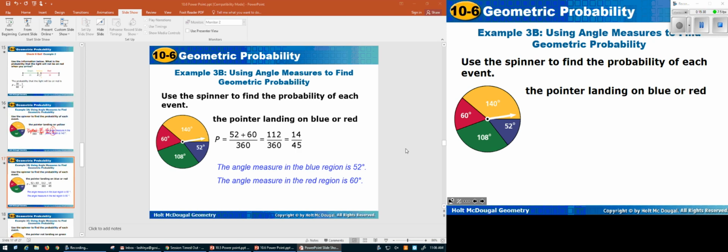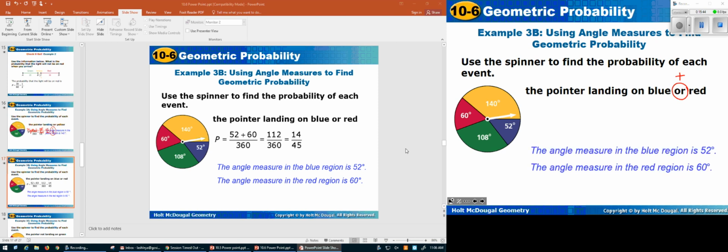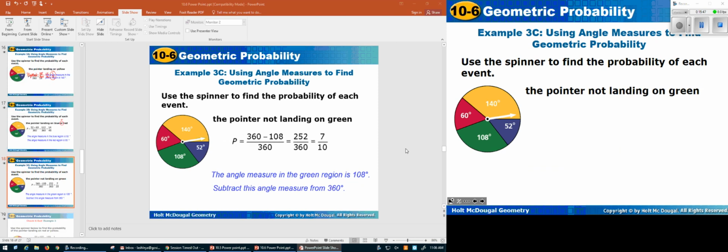This is just a blue or red again, and what did we say we do when it says or? Add, so I'm going to skip that. Same thing we just talked about. Let's do this one, which says not on green. We'll do another not problem. So what's the probability that it is not green? 1 minus 1.